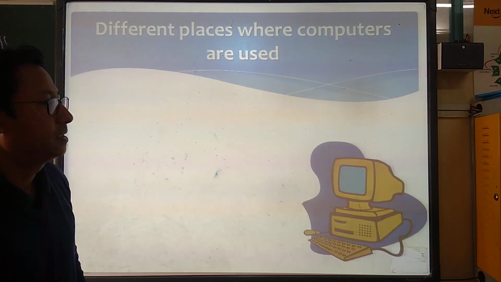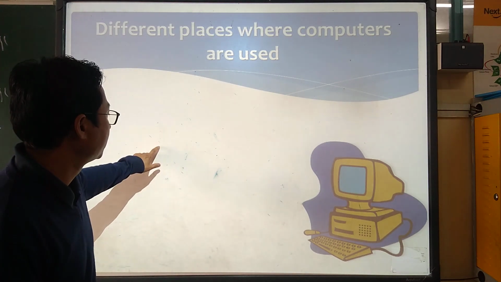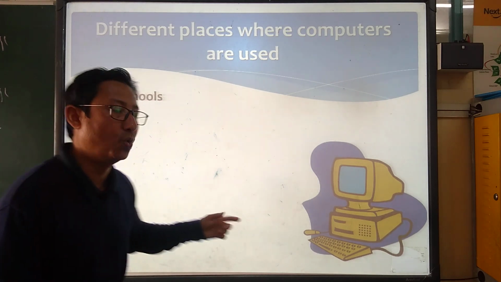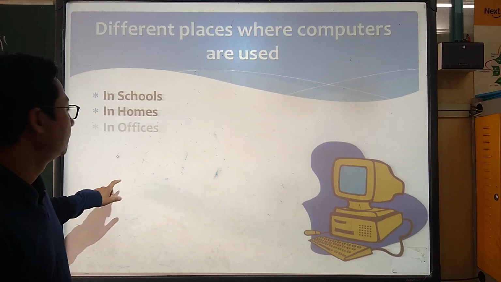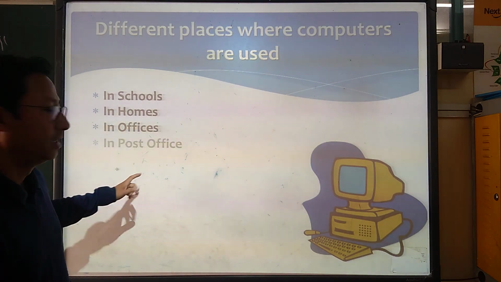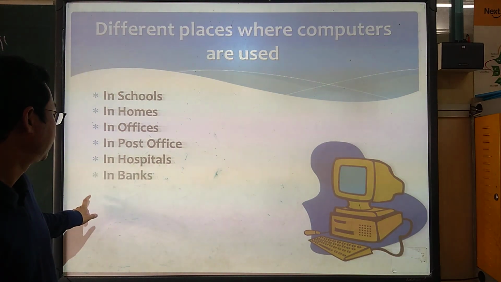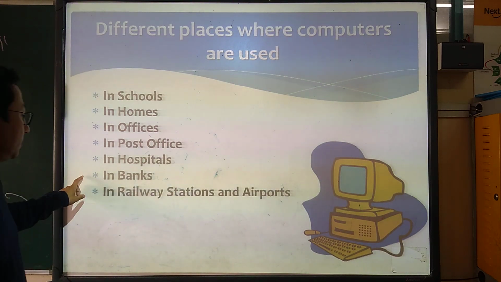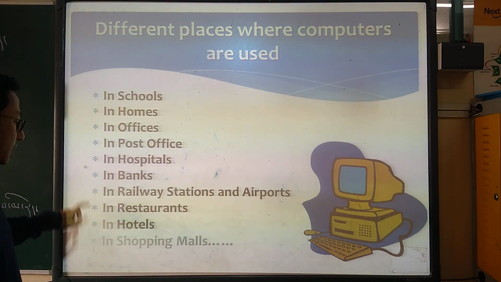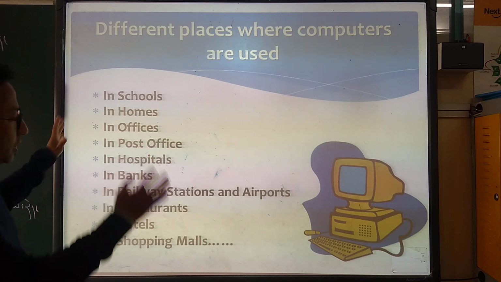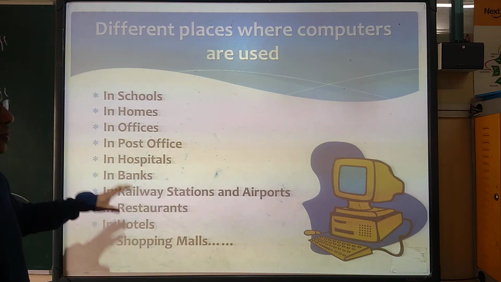And next, we talked about the different places where we can find computers. We can find computers in schools, at homes, in offices, in post offices, in hospitals, banks, railway stations and airports, in restaurants, hotels, shopping malls, and various places. So these are a few places where you have seen or heard computers being used.